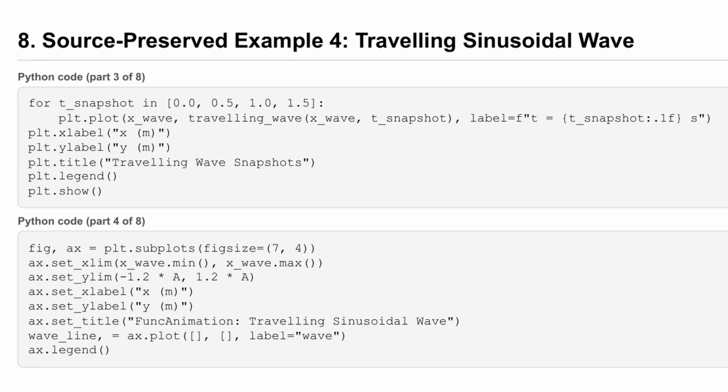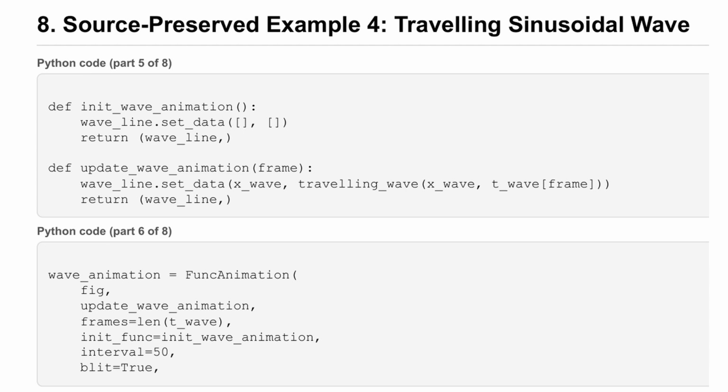This code prepares the animation framework for the wave. The update function shifts the phase of the sine wave based on the current time step. Here we compile the wave animation using FuncAnimation. We then request the HTML representation to display it dynamically.